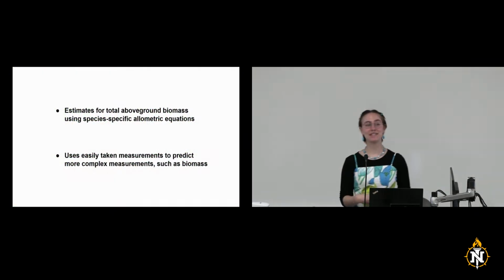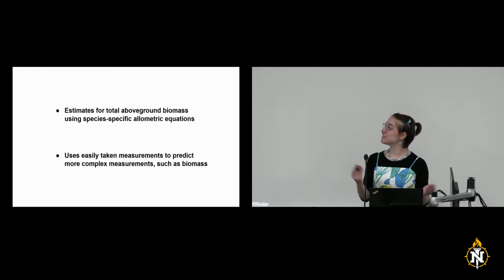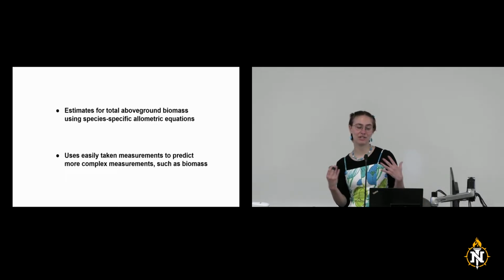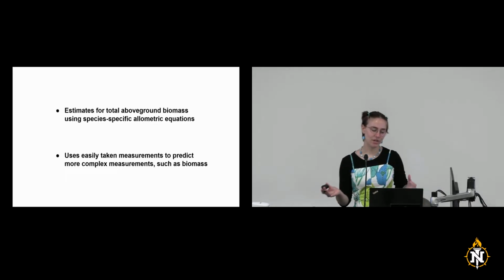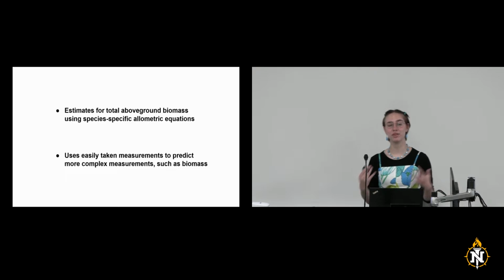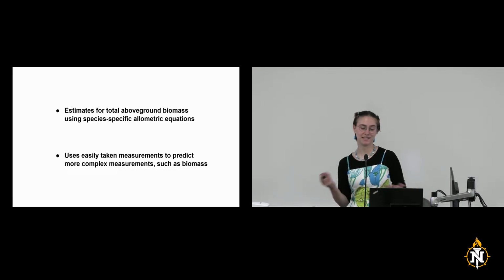All right, so this data allowed me to generate estimates for total above-ground biomass using species-specific allometric equations. So in terms of ecology, allometric equations are when you take simple measurements such as diameter or height, and then you plug them into an equation that helps you calculate more complex measurements. So in this case, that would be biomass.